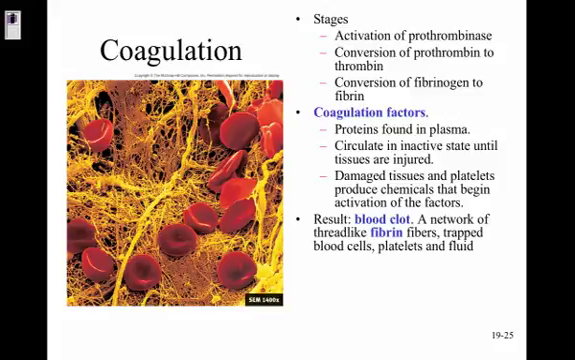So the result is a blood clot, and what happens is the fibrin makes this thread-like, well, if you look at that picture, it's the yellow parts, and it looks kind of like gauze, and it's going to trap all the red blood cells, platelets, and fluid. And that's actually what a clot is.